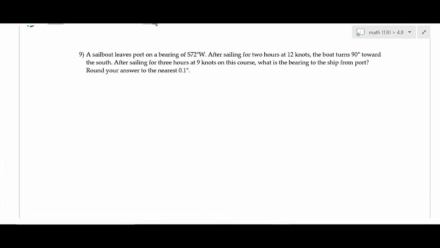As I read this, the first thing I have is you have a sailboat that leaves a port south 72 degrees west. That's going to be a piece of information when we start drawing this. Then it says after sailing for 2 hours at 12 knots. If you're not familiar with knots, a knot is a rate, a nautical mile per hour. Then the boat is going to turn 90 degrees towards the south. Let's pause there and see if we can put together what we have so far.